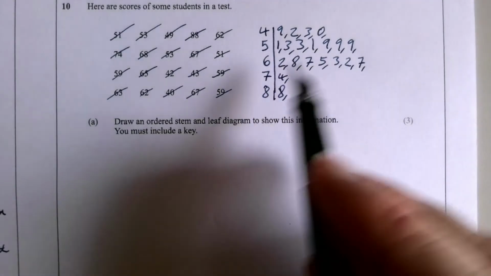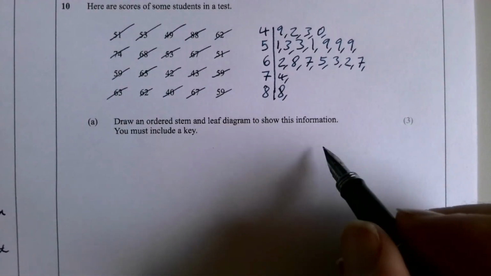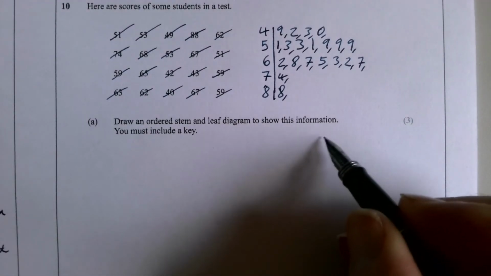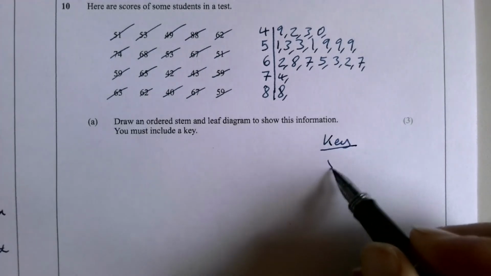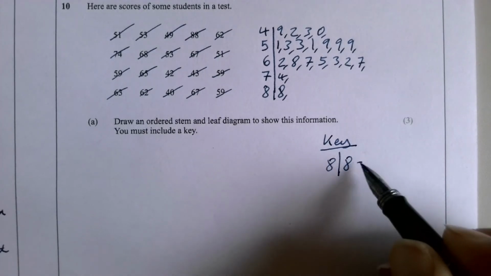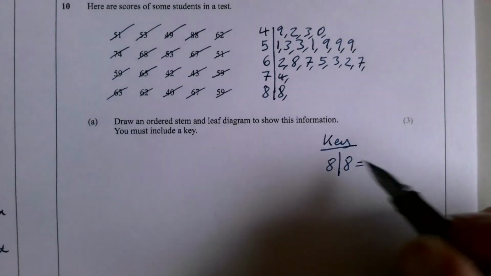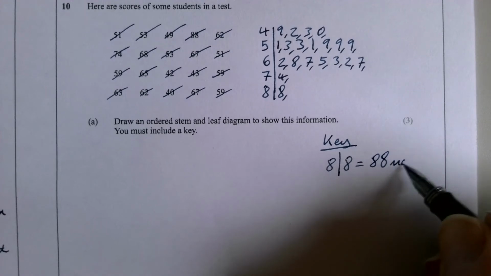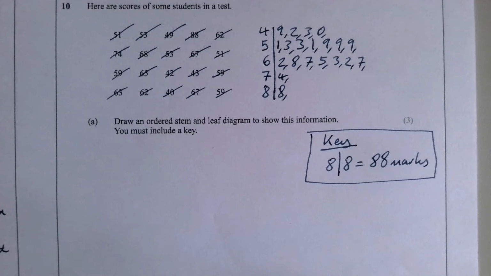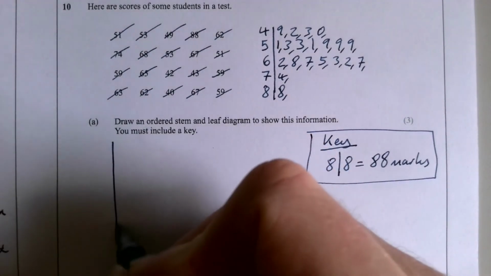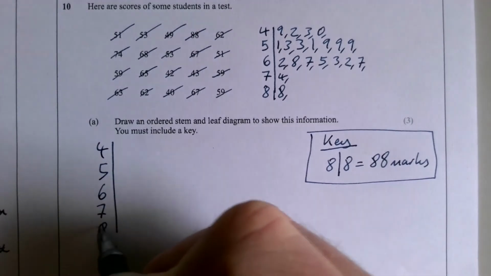And your unordered bit should look like this. Before we go on to ordering it, let's make sure we've written our key. I'm going to pick the last one this time, just for a change. Stem 8 is 88 marks, isn't it? So it's whatever their score is. So there's our key. The ordered stem and leaf diagram will be 4, 5, 6, 7 and 8.